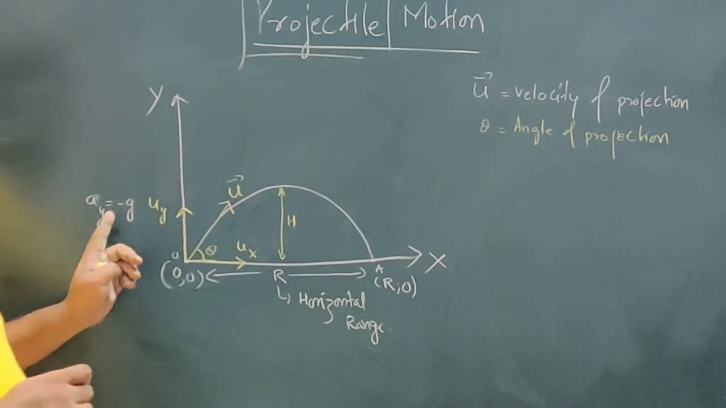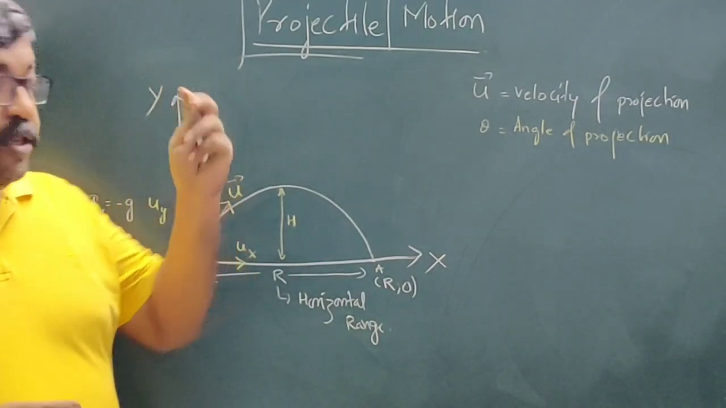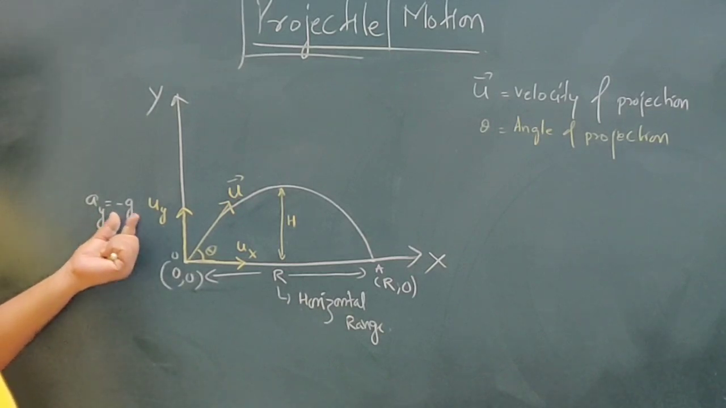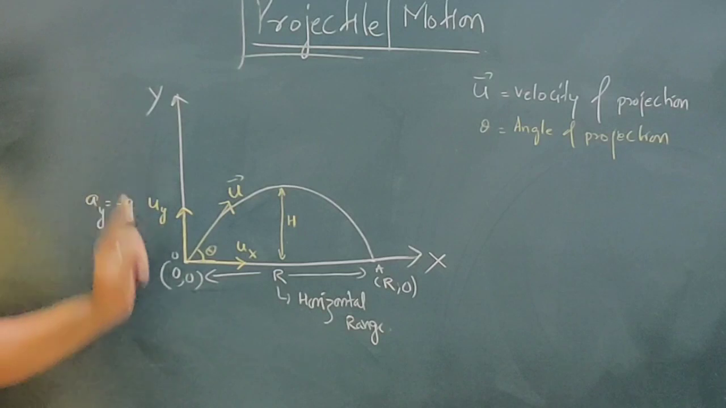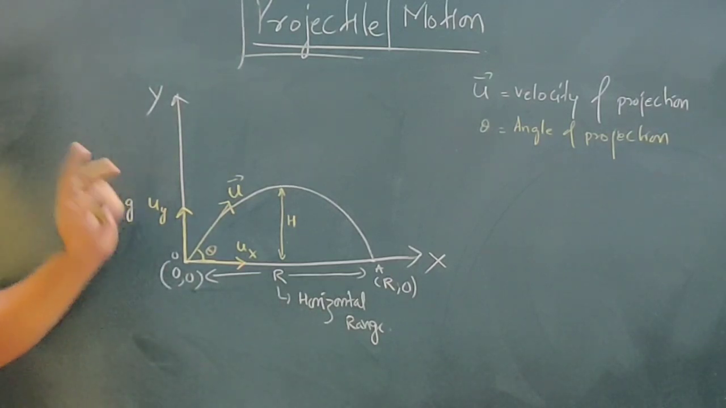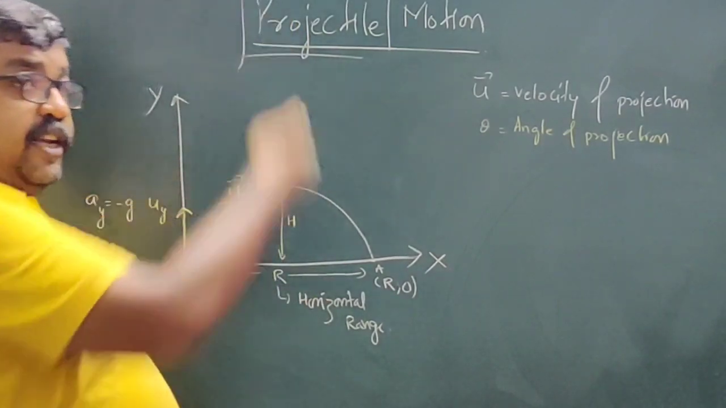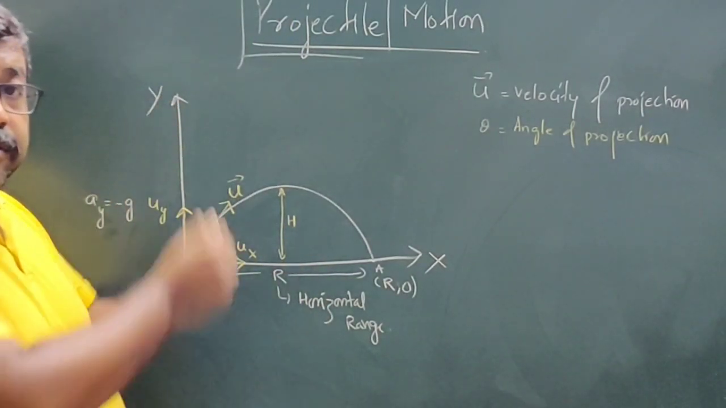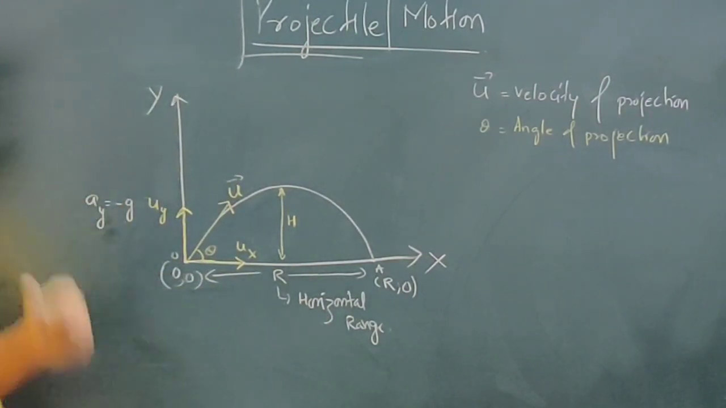That is one way of understanding this. Another way is, when the object moves in the upward direction, it will undergo retardation. So this represents retardation. So ay is equal to minus g. Acceleration will always act in the vertical direction because Earth is pulling all objects in the downward direction. So force is in the downward direction, acceleration is in the downward direction. So ay is equal to minus g.